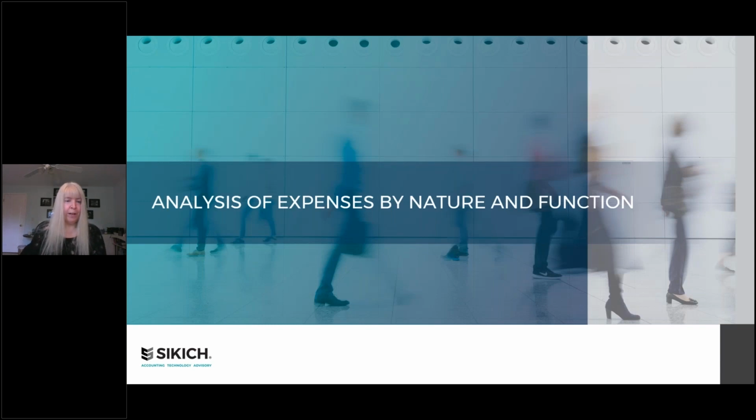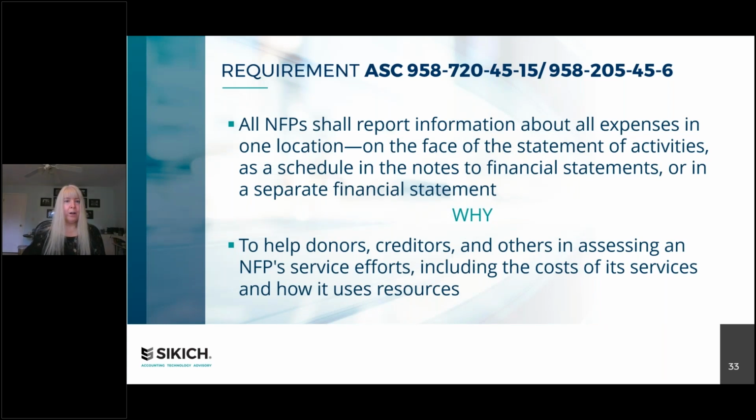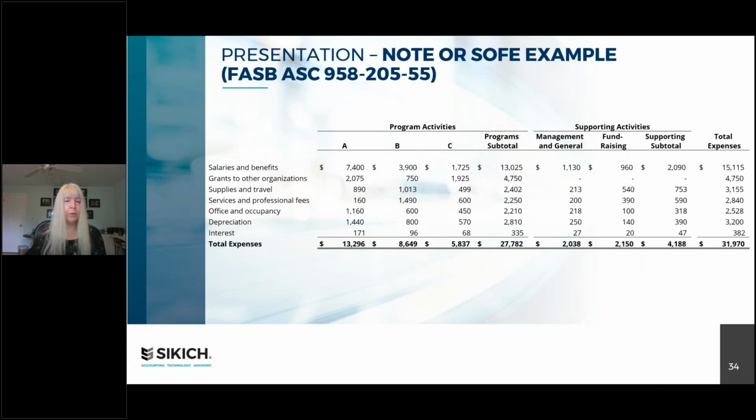All right, next we're going to move on to the analysis of expenses by nature and function. The requirement is all not-for-profits need to report information about all expenses in one location by nature and function, either on the face of the statement of activities, as a schedule in the notes, or the separate statement of functional expenses. This is to help donors, creditors, and others in assessing the service efforts. So in the FASB codification, they give an example here, either in the notes or the statement of functional expenses.